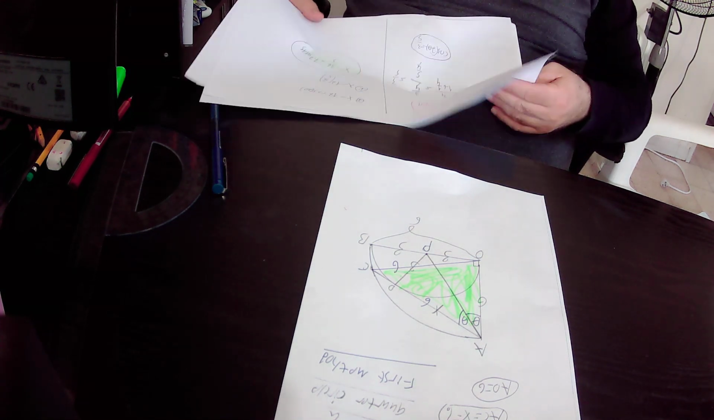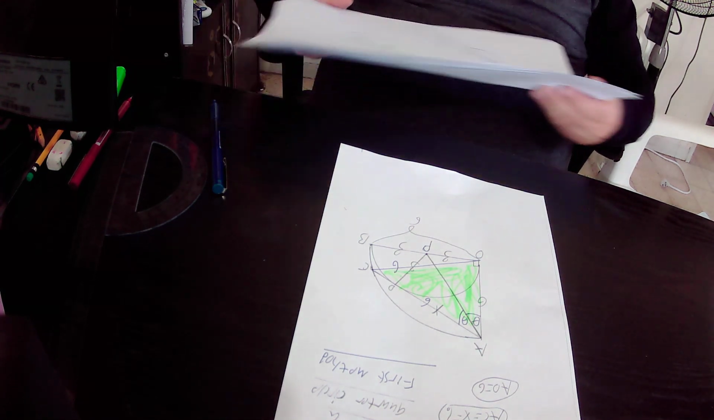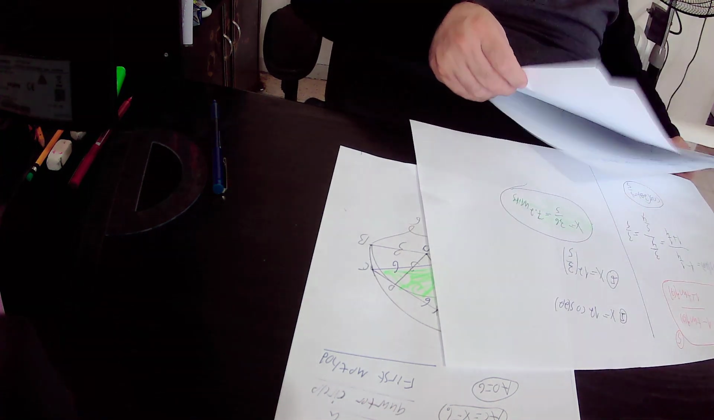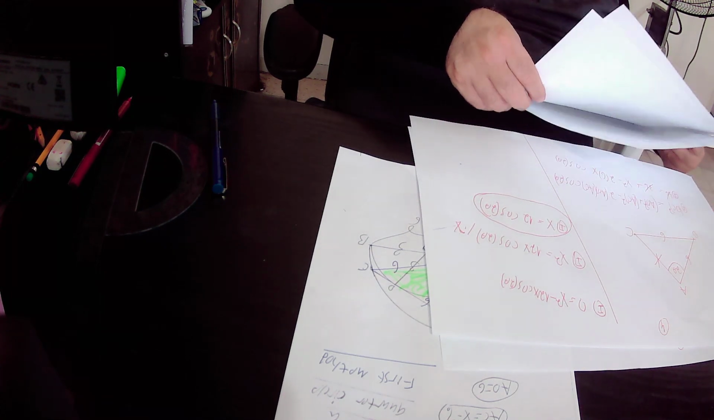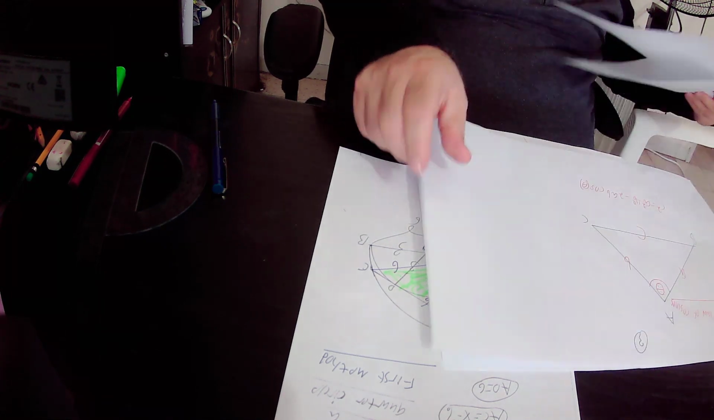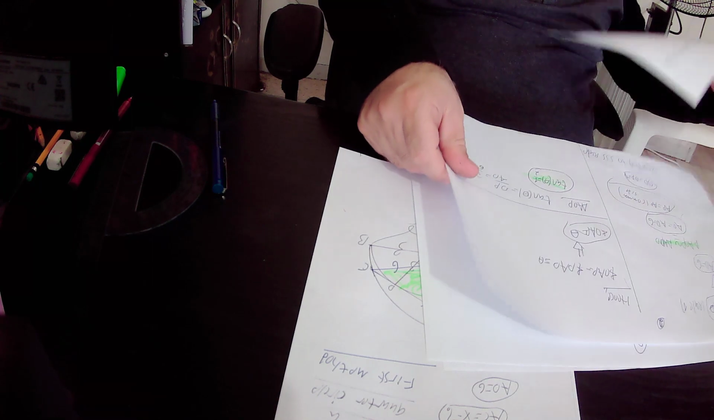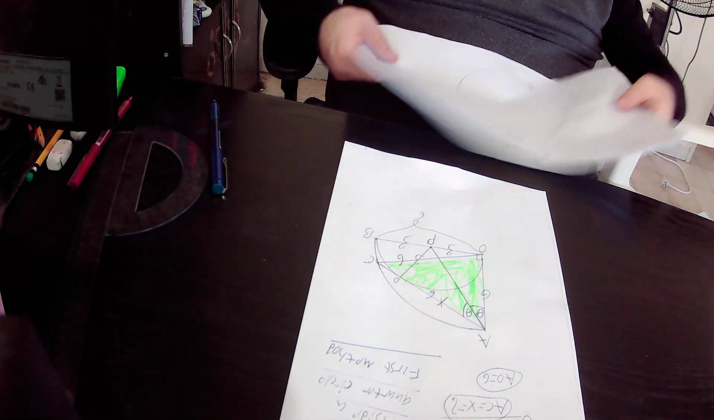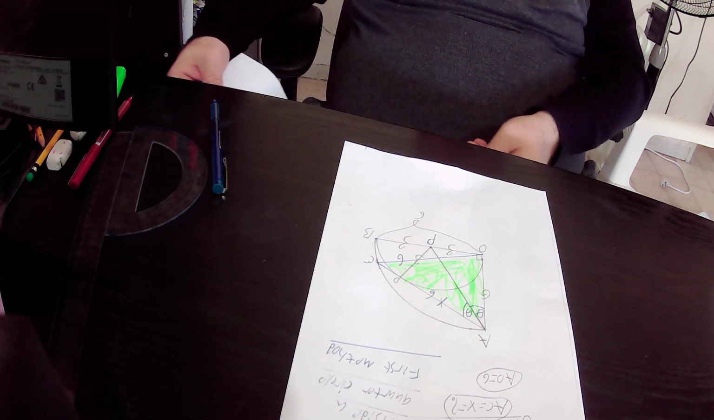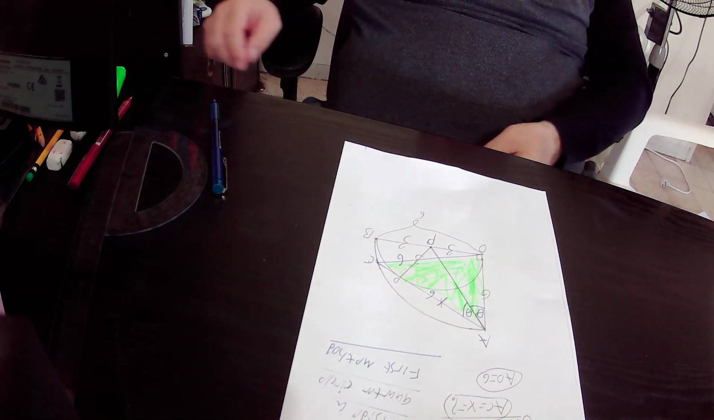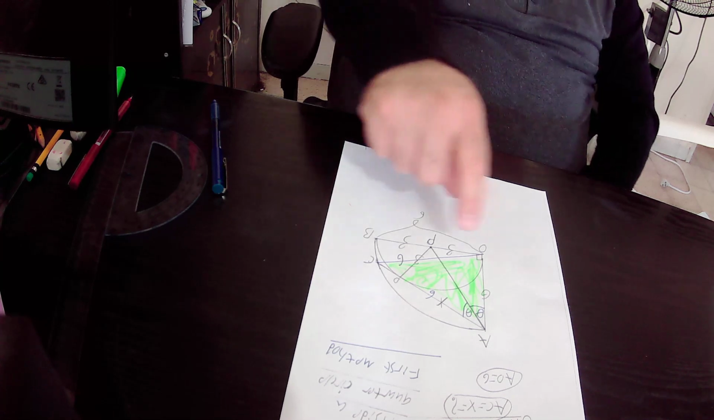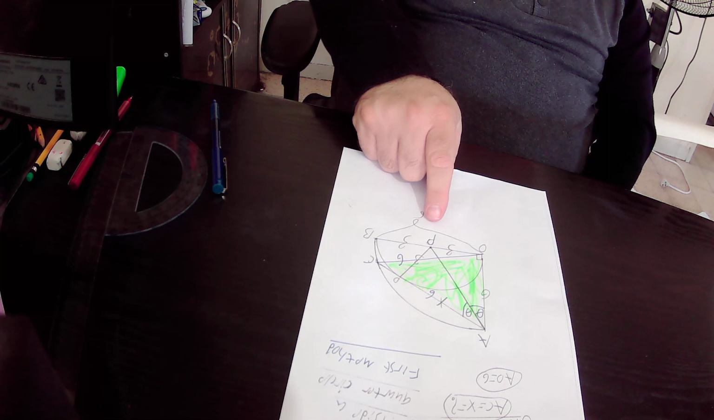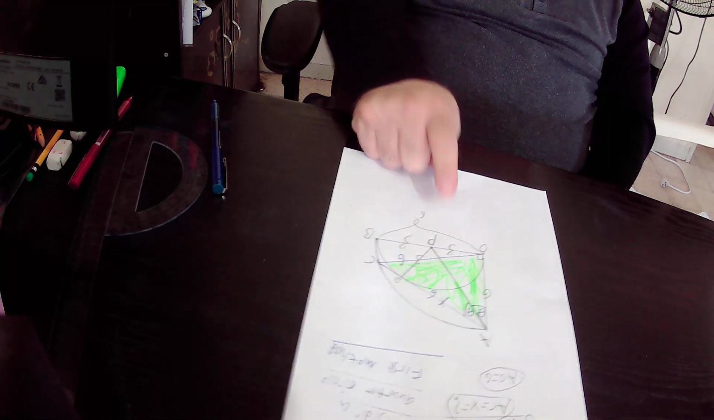Okay, so first of all, we defined the point of tangency of tangent AC with this semicircle as point D. We define the center of the semicircle as point P.